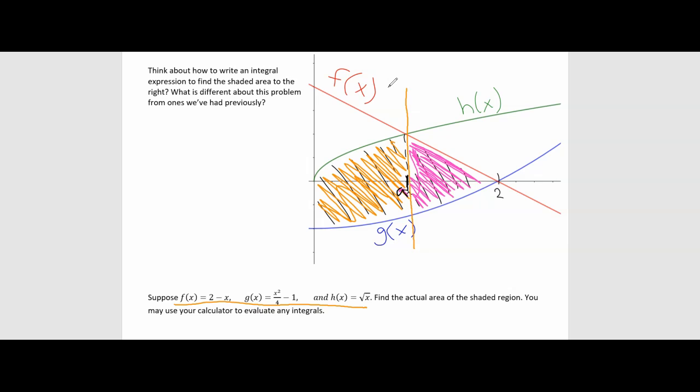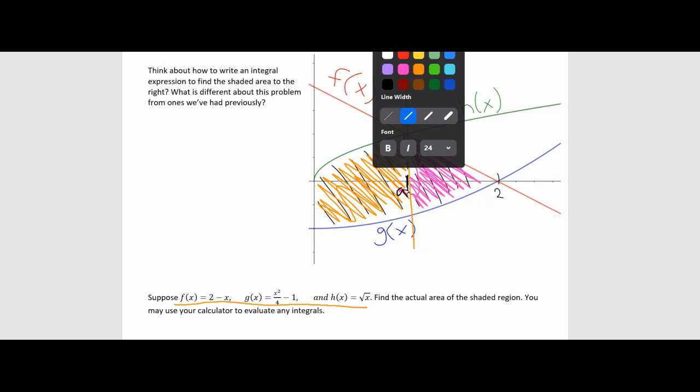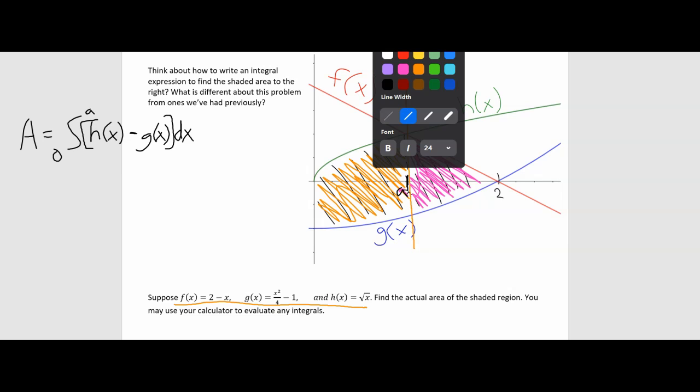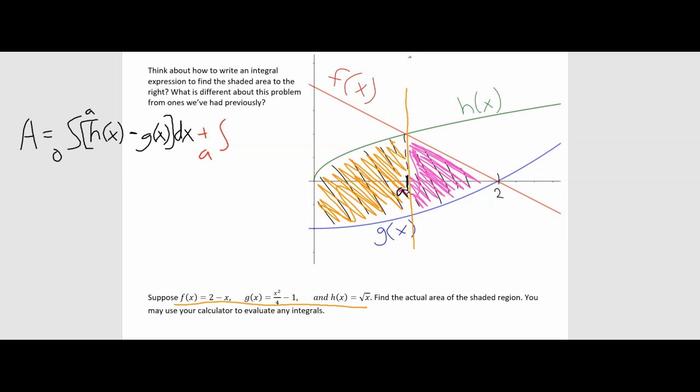So essentially, our integral is going to look something like this. The area is equal to the integral from 0 to a of h of x minus g of x, top minus bottom. Going to be integrating with respect to x. I think that makes the most sense here. Plus the integral from a to 2. Now our top function is f of x, and our bottom function continues to be g of x. So f of x minus g of x, integrating with respect to x.